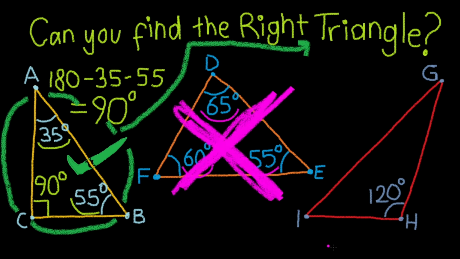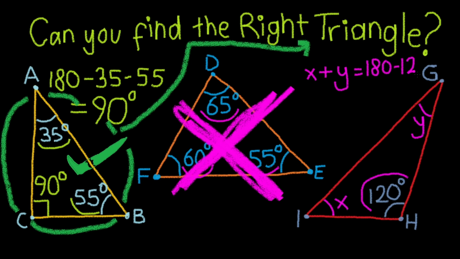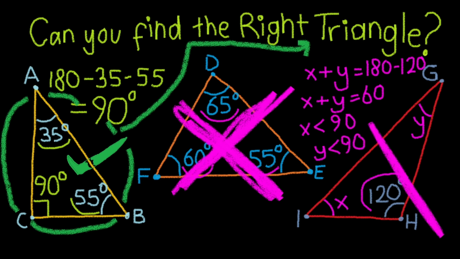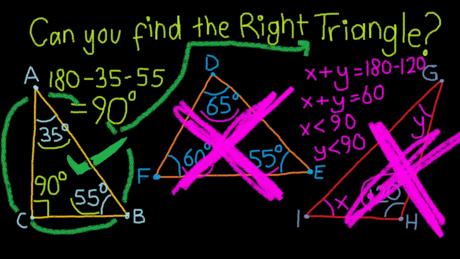The third triangle, GHI, is tricky. We only know one of its angles, which is 120 degrees. But how can we know if any of the other two angles is a right angle or not? As a matter of fact, it is very easy. We know the interior angles must add up to 180 degrees. So the sum of the two missing angles is 60 degrees. And it is impossible for the triangle GHI to have a 90-degree angle. Therefore, GHI cannot be a right triangle.